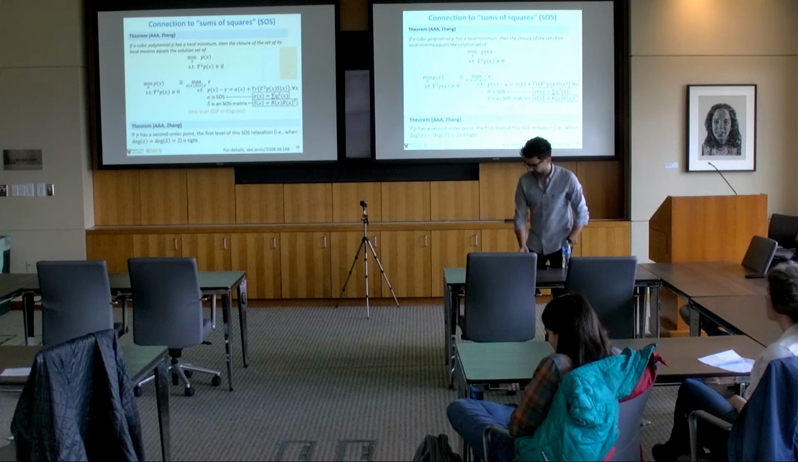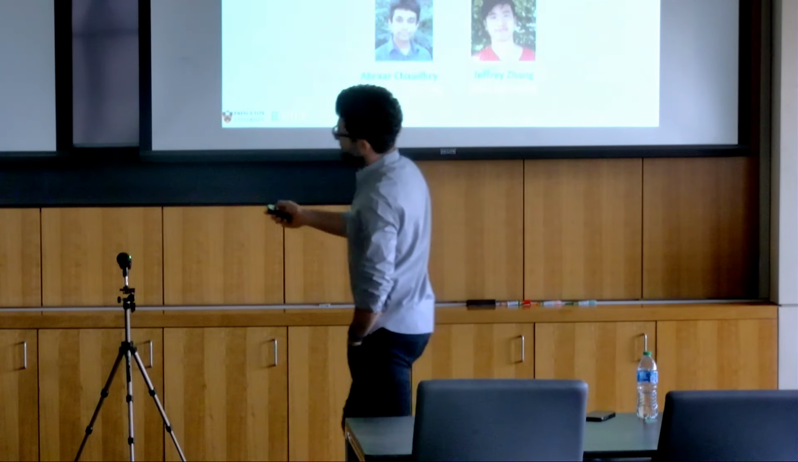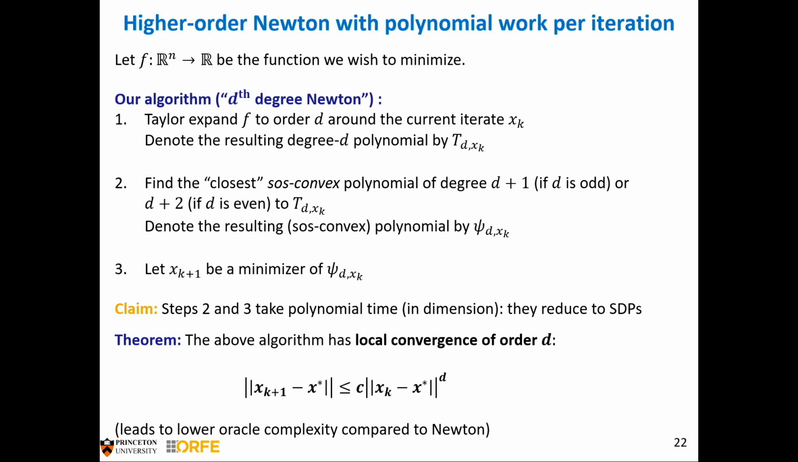Yeah, that's a good question. We're aware of the literature. In fact, this question that we were solving here, whether you can make this degree large and keep the work per iteration polynomial, was posed by Nesterov. So in the case of degree 3, Nesterov has already solved this. So now we have 3 algorithms in the case of degree 3: the one with Jeff, this one, and Nesterov's.